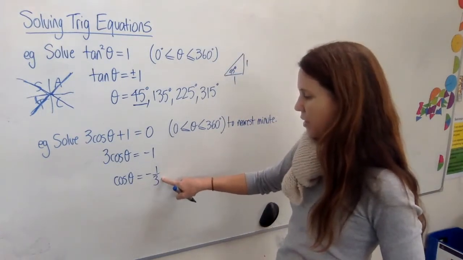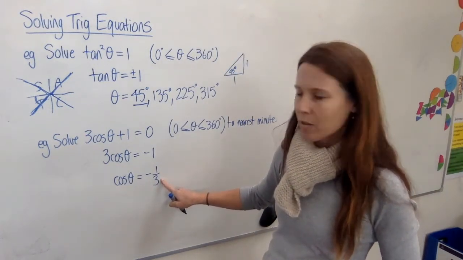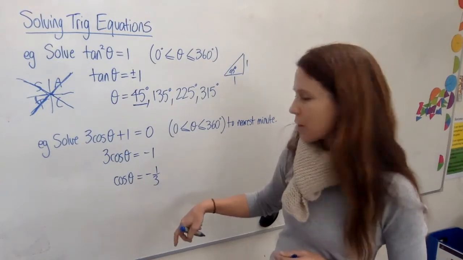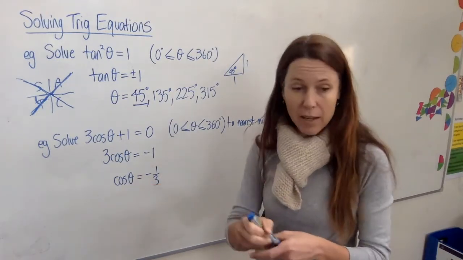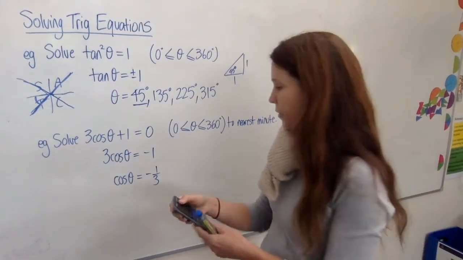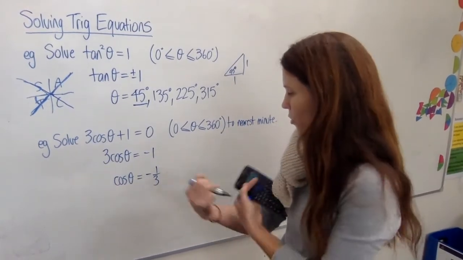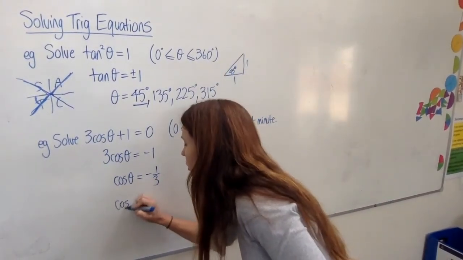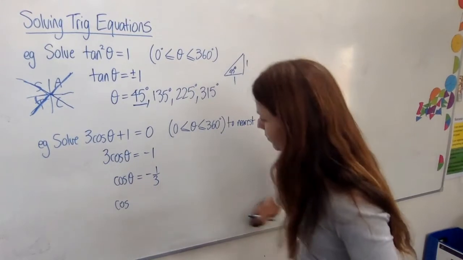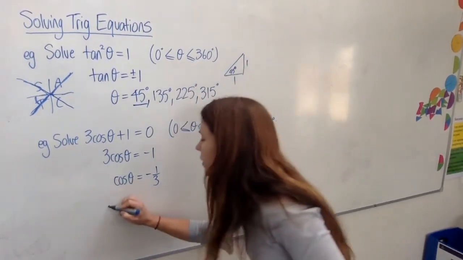Now, minus a third, that's not an exact value one, so it's not going to be 30 or 45 degrees or 60 degrees or anything like that I can do in my head. I need my calculator for this. Now, here's the step that you need to take note of. What I want to find out, let's just write it like this.